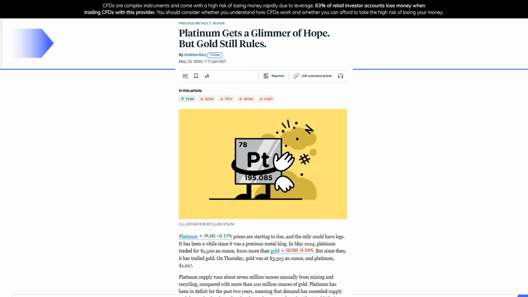But there's also some good news. Platinum actually moving, and I didn't pay attention to this, but it's good. These guys here at Barron's provided the statistics. So platinum had moved nicely in the past days. It says right here, platinum gets a glimmer of hope, but gold still rules. Platinum prices are starting to rise, and the rally could have legs. It has been a while since it was precious metal king. Remember, platinum used to be more expensive than gold.